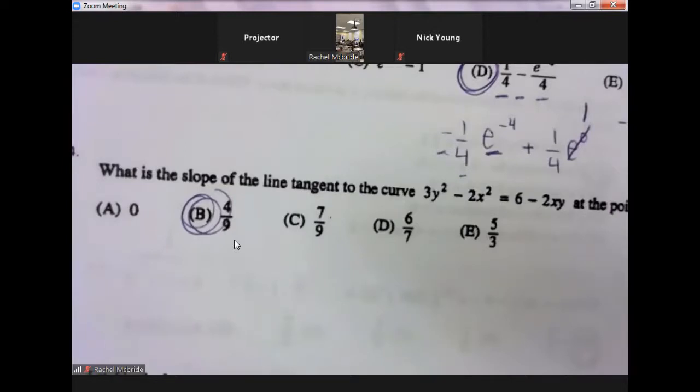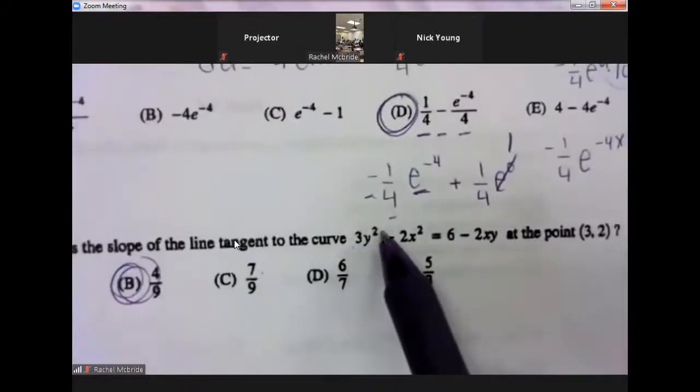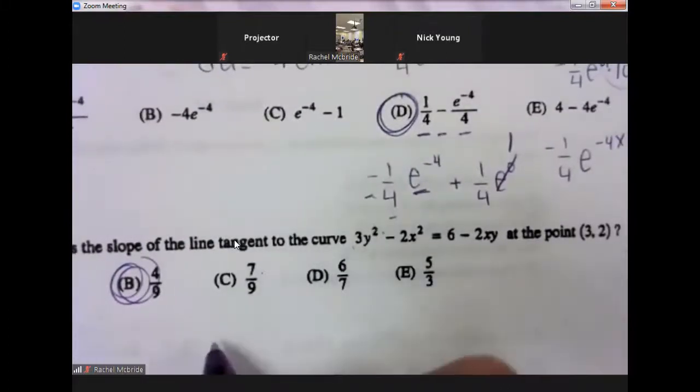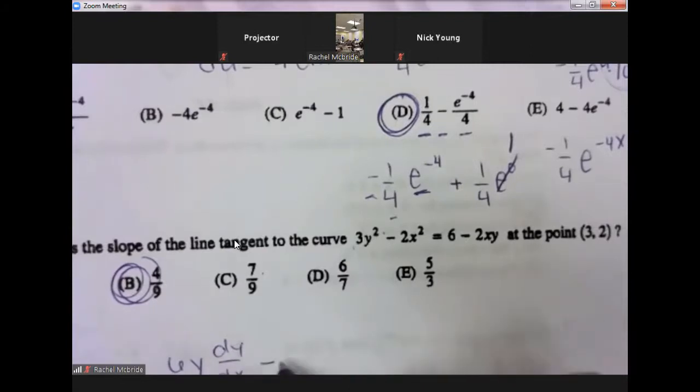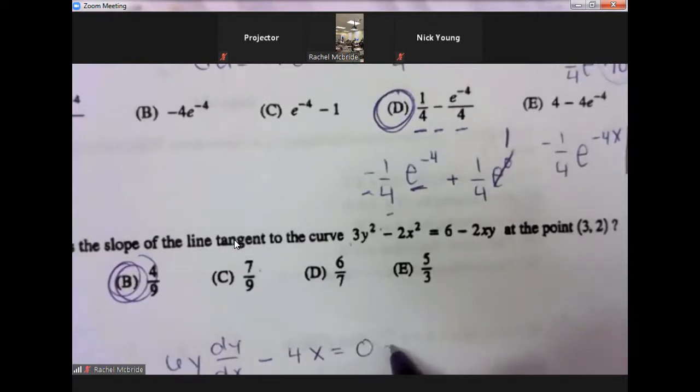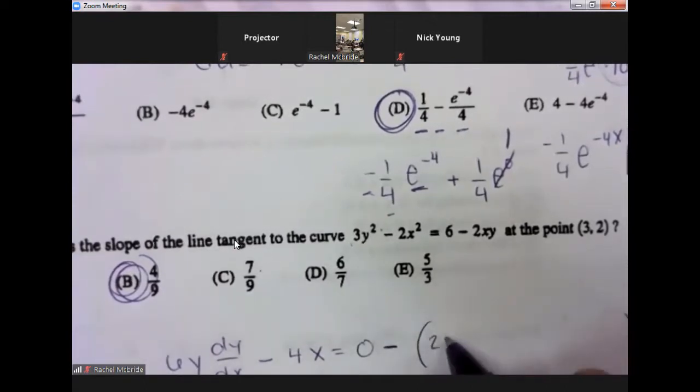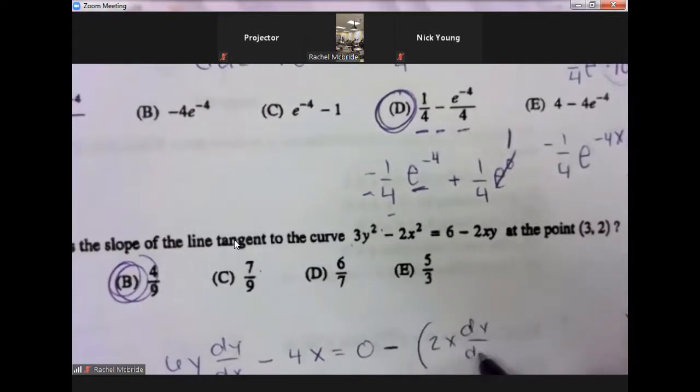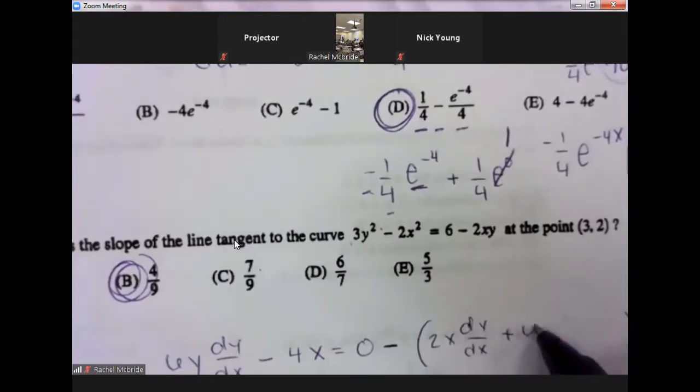So that is kind of an implicit differentiation. You would have to take the derivative of each of those. So you had 6y dy/dx minus 4x equals 0. And then you had to remember that that was a product rule. So it was the first times the derivative of the second plus the second times the derivative of the first.